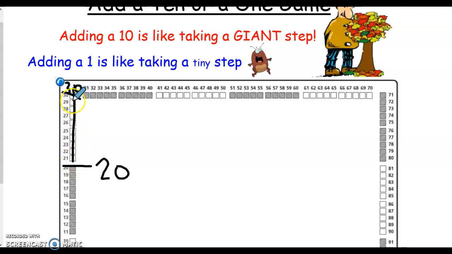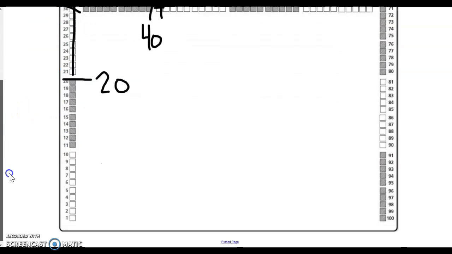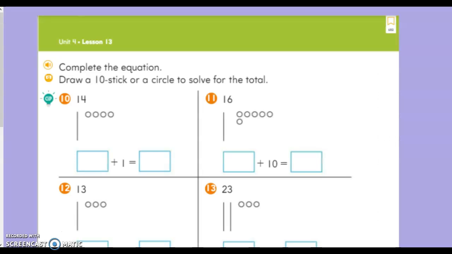It's a giant step. Now, let's pretend we're going to start at 40. Now, if I say 40 plus 1, or 40 add 1, it's a tiny little step right here to 41. Can you see the difference between this tiny step and this giant step? Okay, so moms and dads or homework helpers, start off by picking a number and then tell the students plus 1 or plus 10. And we'll be working on that in our workbook.